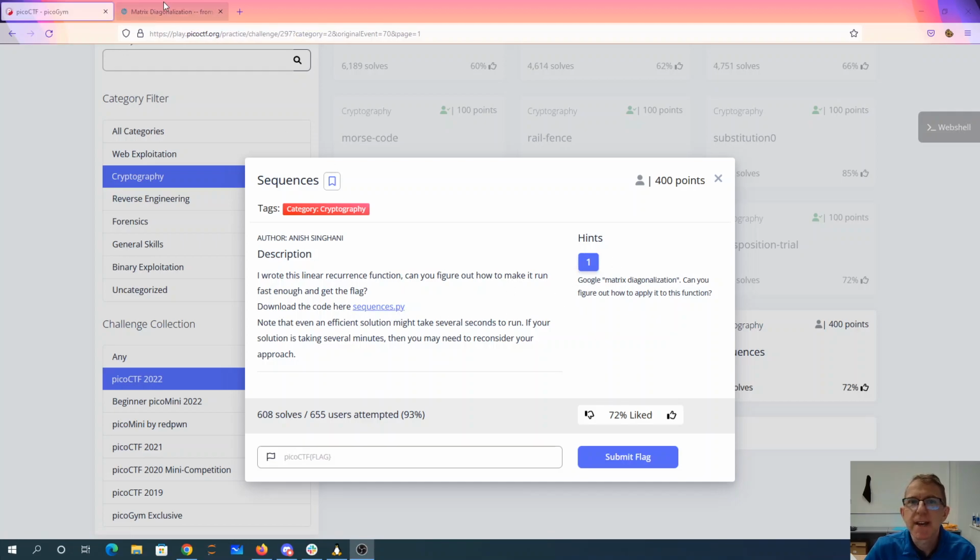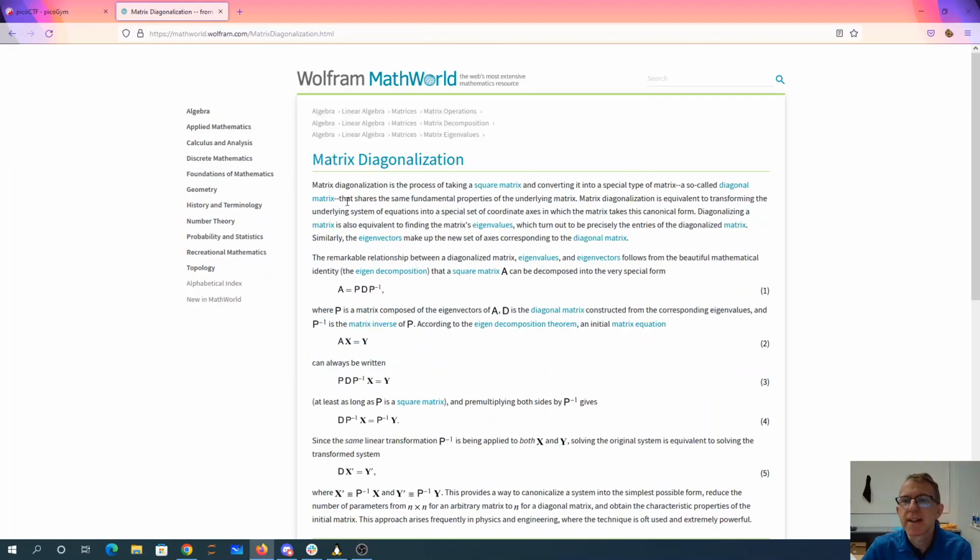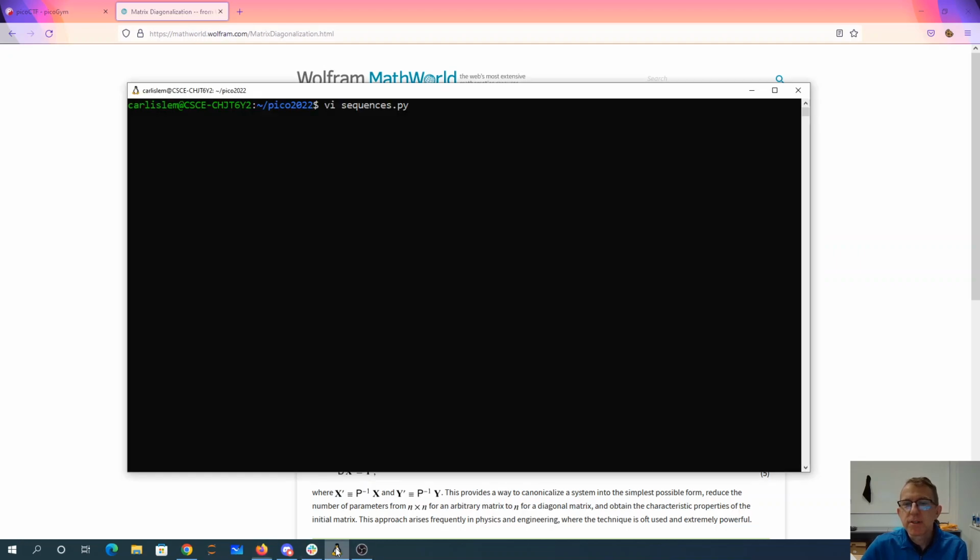Google matrix diagonalization. If you Google matrix diagonalization, you get to this article from Wolfram, and basically you can take a matrix and convert it to a diagonal matrix, like a pre and a post. And so what we'll get is we can actually just raise this diagonal matrix to the power. So I'll show you the code.